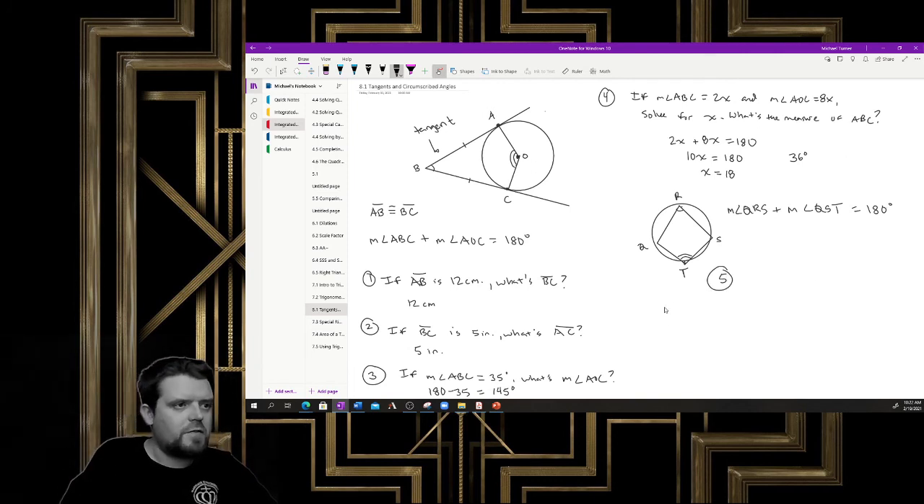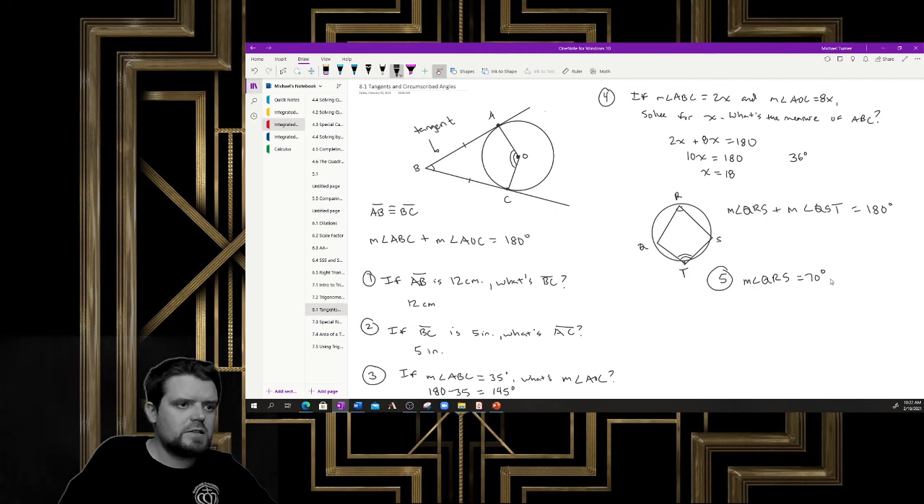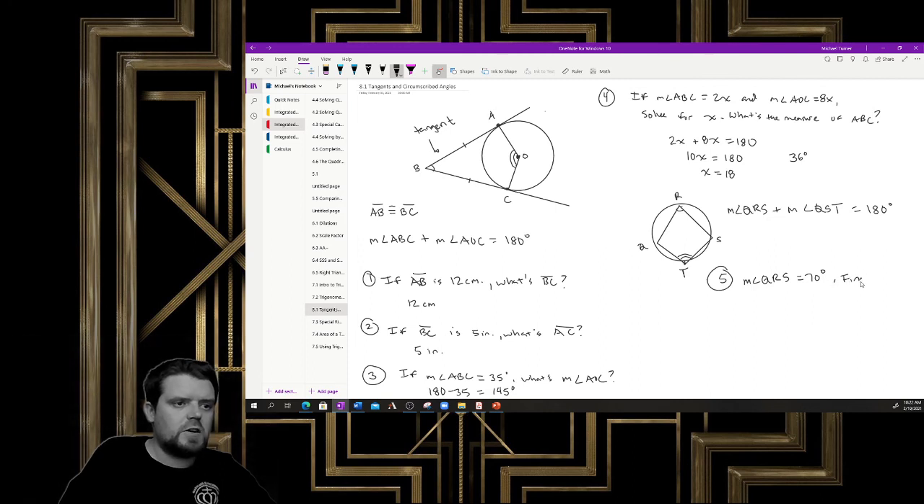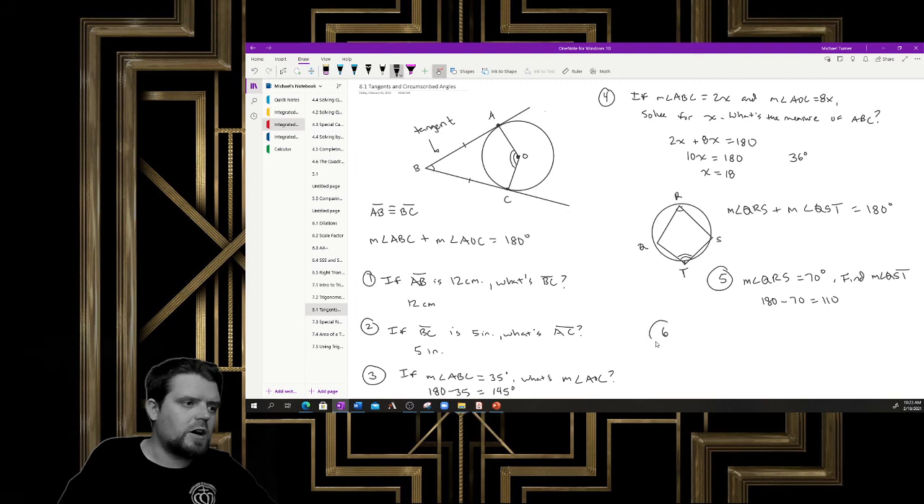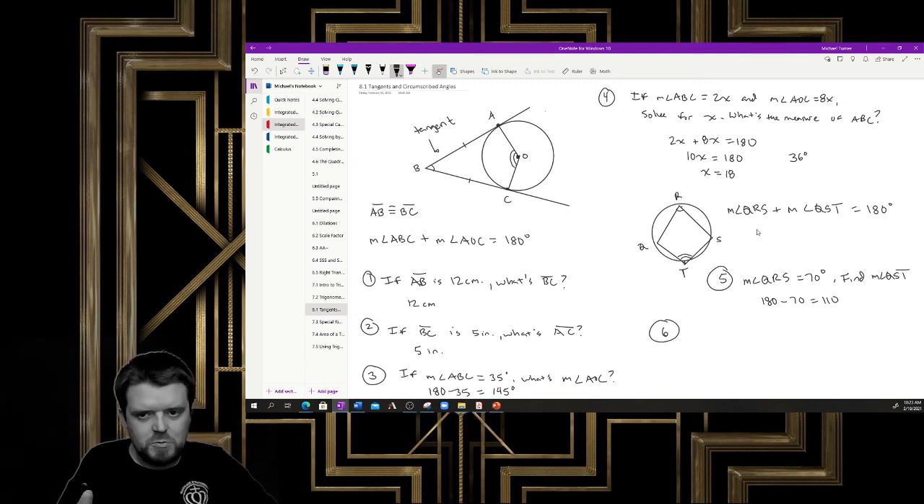So number 5, if I say the measure of angle QRS is 70 degrees, I tell you to find the measure of angle QST. And that's just subtracting it from 180. 180 minus 70 gives me a measurement of 110. And just like in number 4, I could make this a little more complicated. You could throw in a little bit of algebra there.